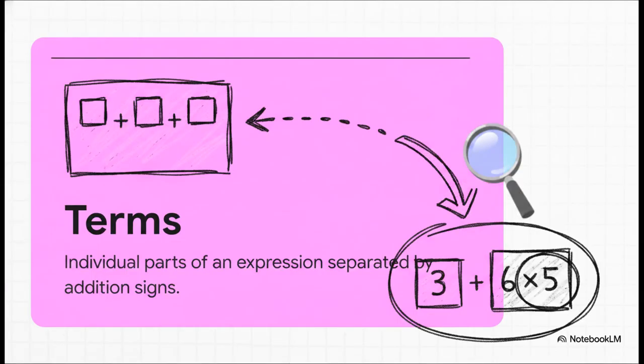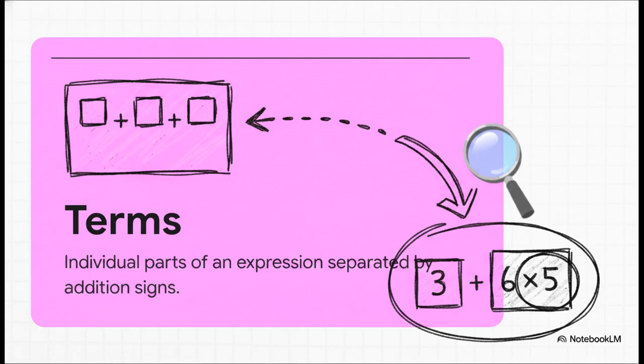Now that everything is hooked together by plus signs, we can easily spot our terms. Terms are literally just the individual chunks of the expression sitting between those addition signs. But hey, there's a really crucial rule to remember. Any chunks tied together by multiplication or division act as a single shrink-wrapped term.